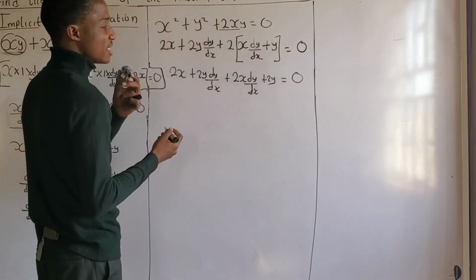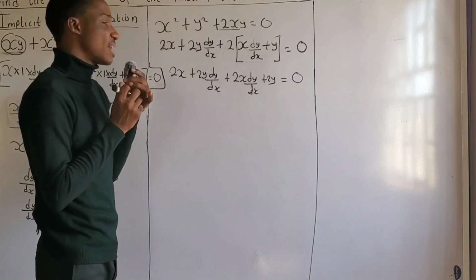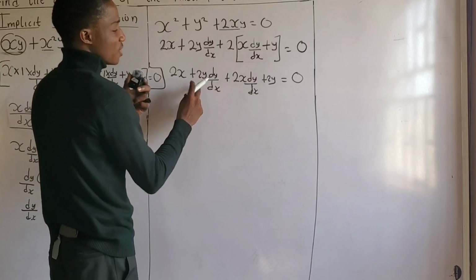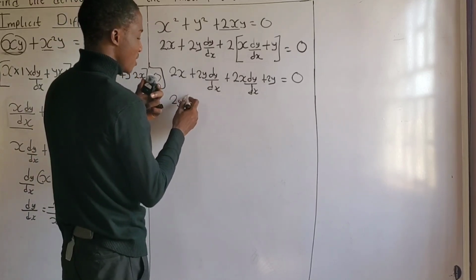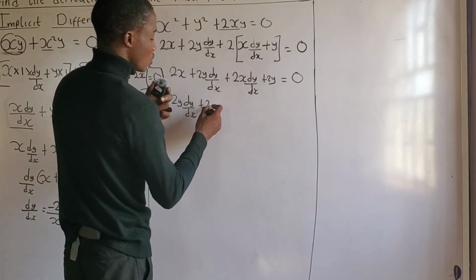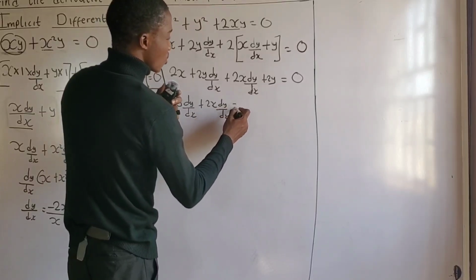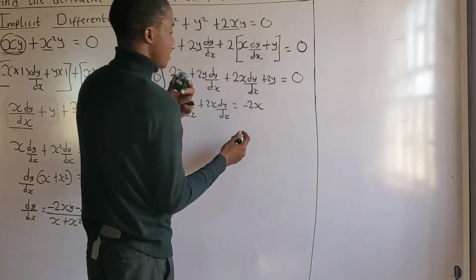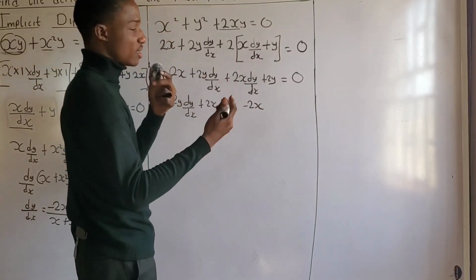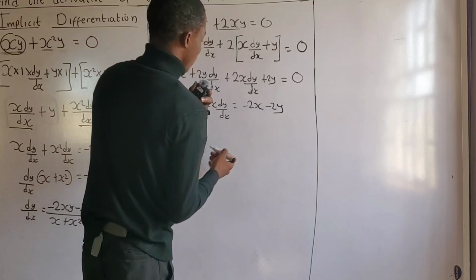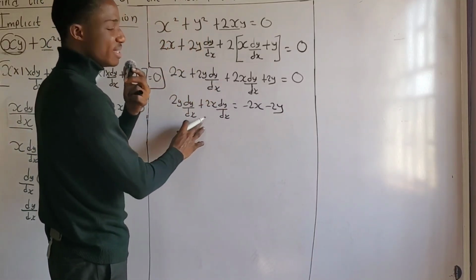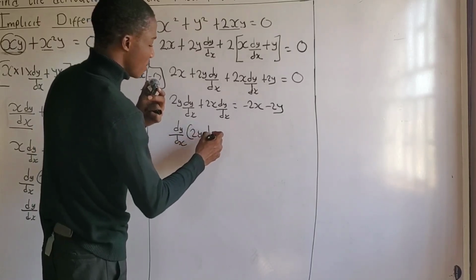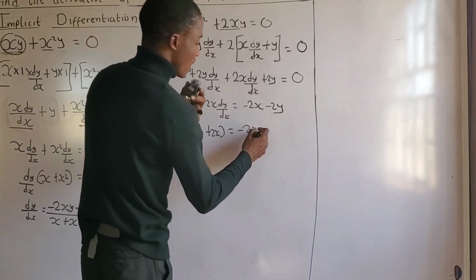Okay. Now the next step is that you have to collect like terms. That is, the terms that are similar to each other, bring them closer to each other. For this 2y dy dx, I'm going to have 2y dy over dx plus 2x dy all over dx equals to, now this 2x take to the right hand side of the equation. I'm going to have negative 2x, and then this 2y, take it to the right hand side of the equation. I'm going to have negative 2y. Okay, so the next step is that you have to factorize dy dx. So I'm going to have dy all over dx multiplied by 2y plus 2x equals to negative 2x negative 2y.